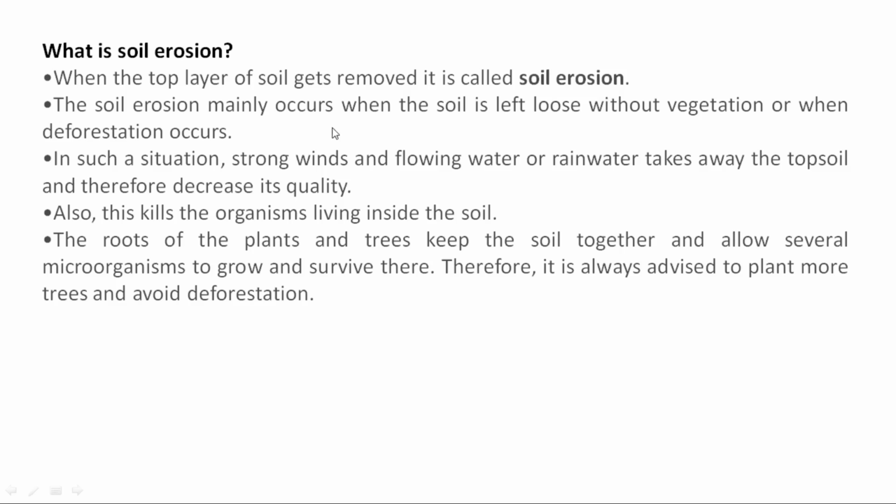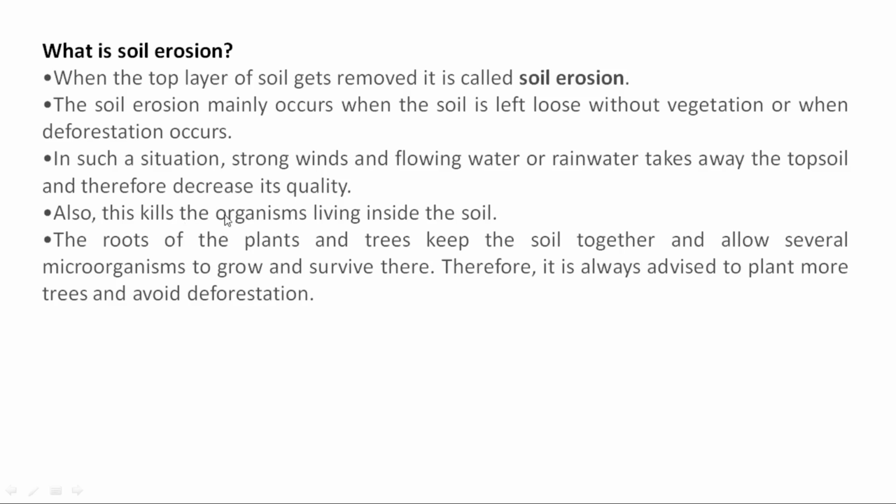So how does soil erosion occur? This is the reason we are losing the soil: without vegetation, without trees and without forest. In such a situation, strong winds, flowing water or rainwater take away the topsoil and therefore decrease its quality. So when there are no trees, no forest, strong winds or flowing water or rainwater will wash away the topsoil. If topsoil is removed, its quality is also lost.